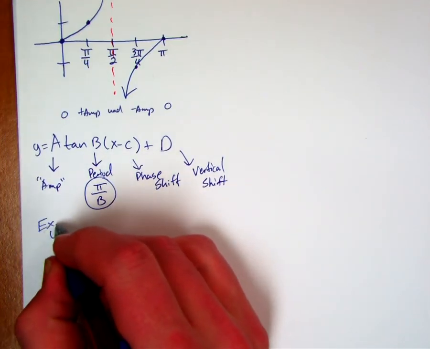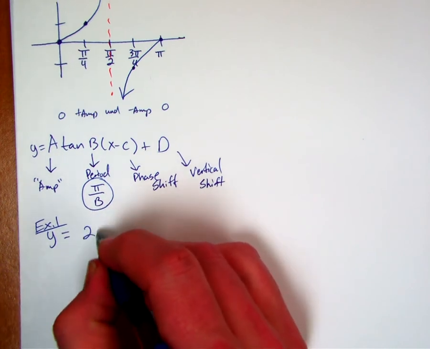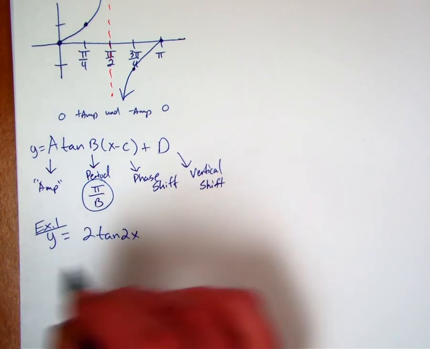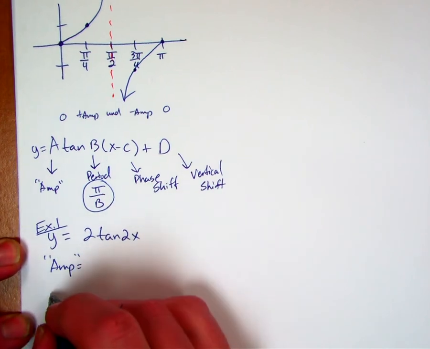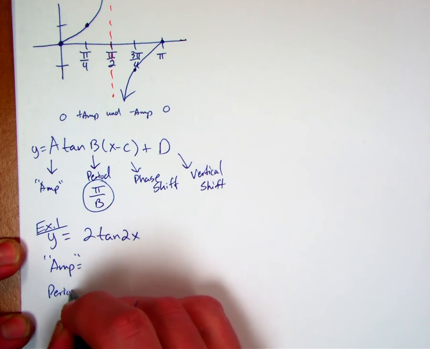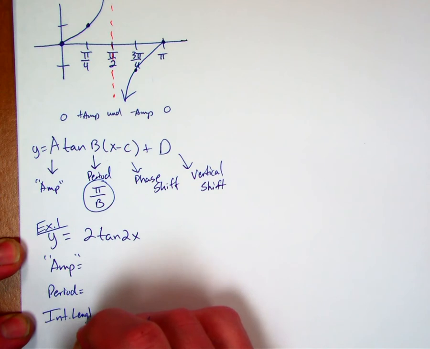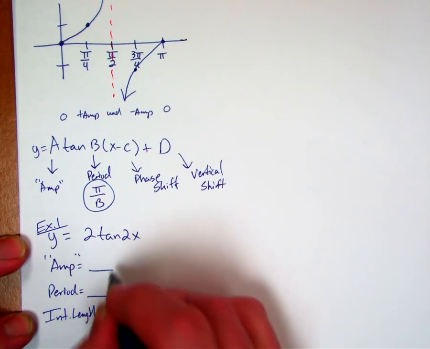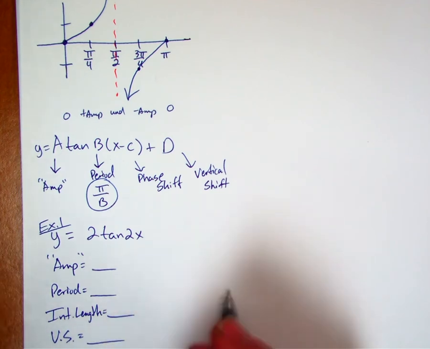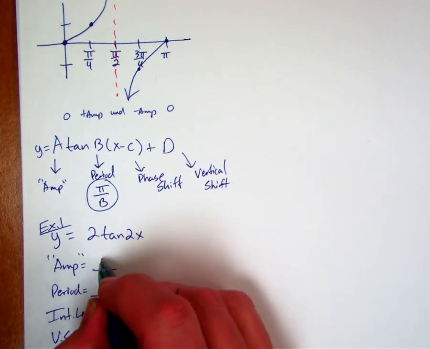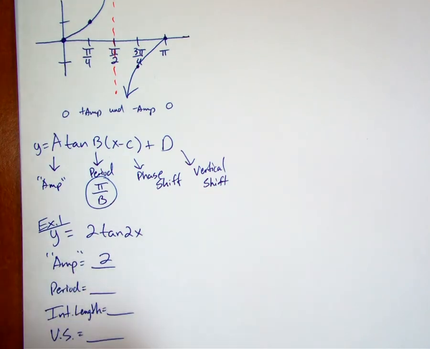Example number 1. Y equals 2 tangent 2x. Amplitude, period, interval length, and vertical shift. Same 4 questions we need to answer before we can graph. What is the amplitude? 2. That is the number out front. Why did I put quotes around it again?